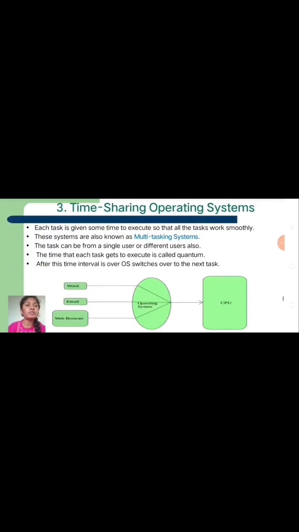And next, time sharing operating systems. Each task is given some time to execute so that all the tasks work smoothly. These systems are also known as multitasking systems. The tasks can be from a single user or different users also. The time that each task gets to execute is called quantum. After this time interval is over, the OS switches over to the next task.